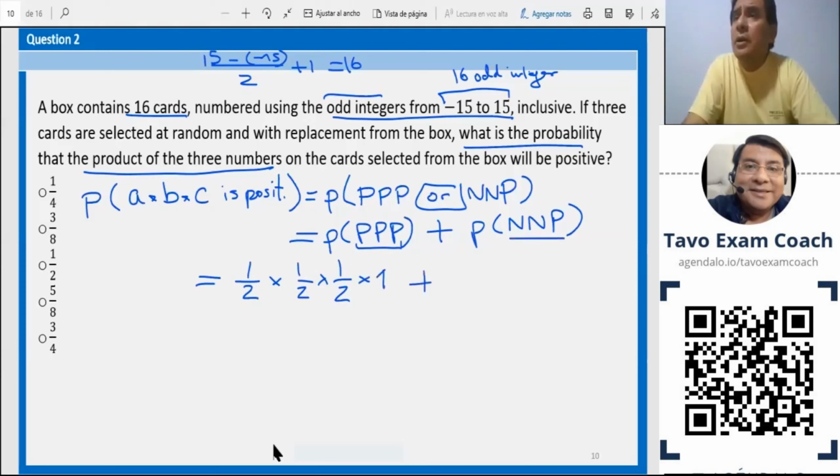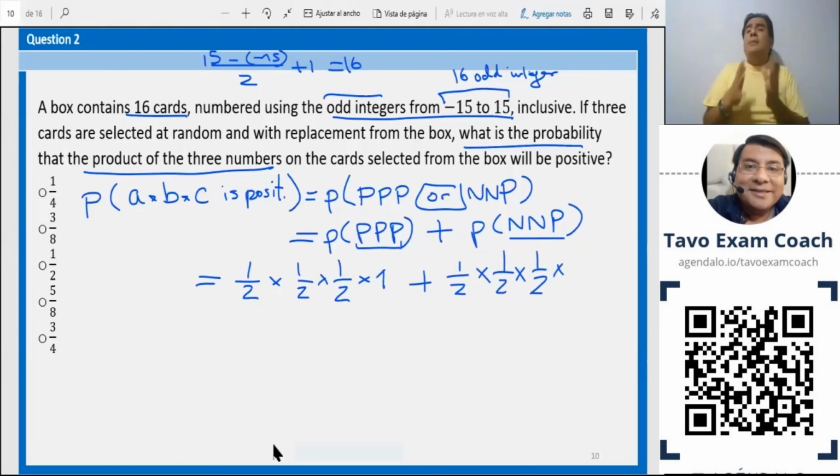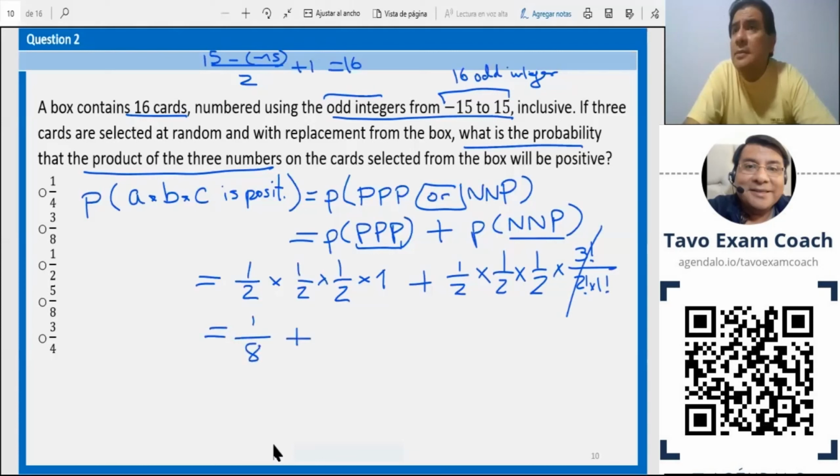While here, on the other hand, the probability of getting 2 negatives and 1 positive is 1/2 times 1/2 times 1/2. But we need to multiply by the number of ways in which the letters can be rearranged. 3 factorial divided by 2 factorial times 1 factorial. Okay, so this is simply 3. So we have 1/8 plus 3/8, which is 4/8 or 1/2. That's the correct answer choice.